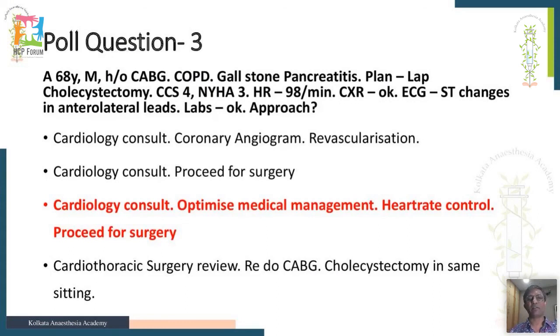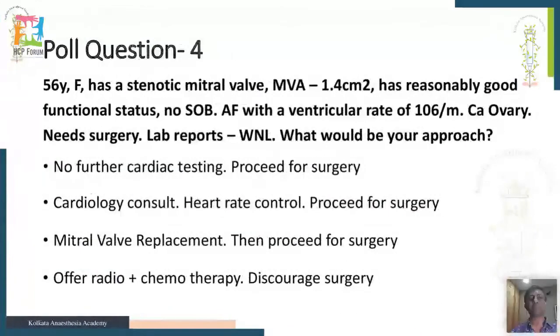And a severely stenotic valve, less than 1.5 centimeters, but asymptomatic, no shortness of breath, no functional deterioration, but needs surgery for CA ovary. What should be your approach? I think most of you got this right again: heart rate control and then proceed for surgery.